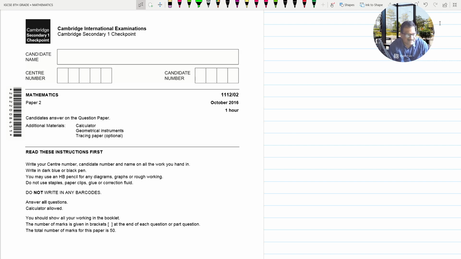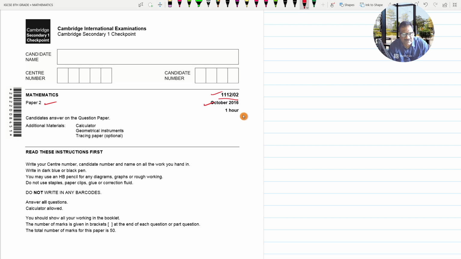In today's session, we are going to go for the solution of this particular paper. This is the checkpoint paper of October 2016, and the paper number is 111202. Okay, so this is that paper number. It's of October 2016, right? And this is paper number 2, mathematics, right?